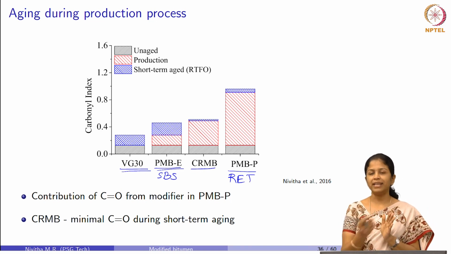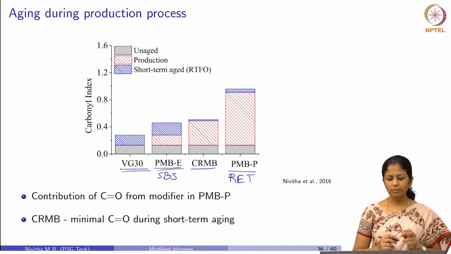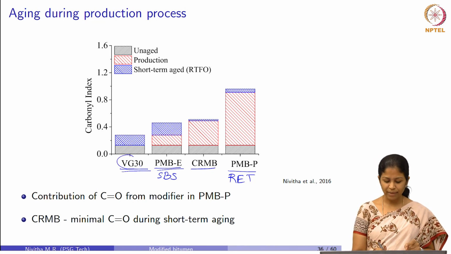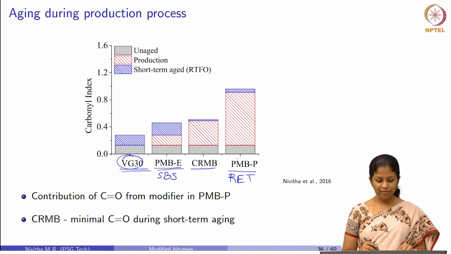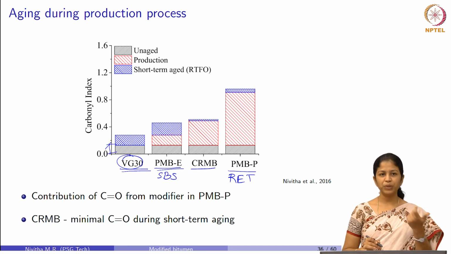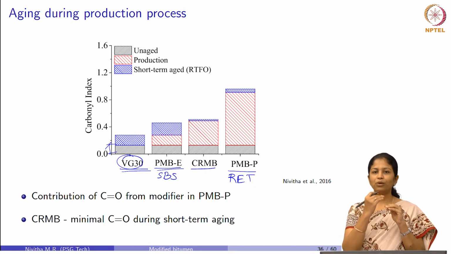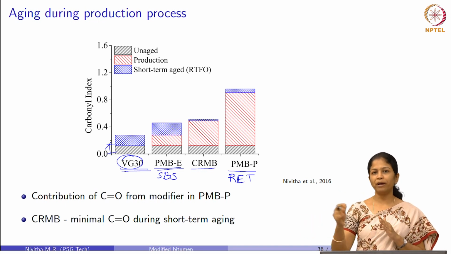So, we are going to compare the aging that happens during the production process for all these types of bitumen. We need to note that we are able to do this because the base bitumen VG30, which is represented here, is the material which is used to prepare all these 3 modified bitumen. Now, suppose I have some amount of, say for example, about 0.18 carbonyl compounds in my VG30. Now, this carbonyl compound has to be taken as a benchmark, and only with this benchmark can we compare how much is the increase in the modified bitumen during the production process.